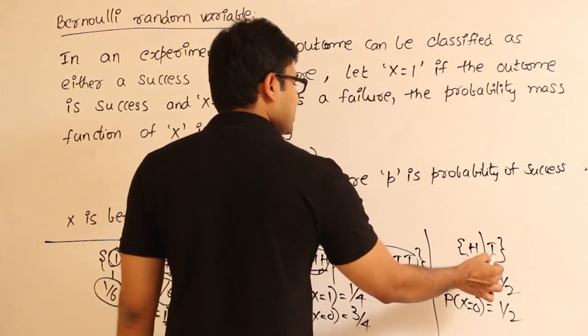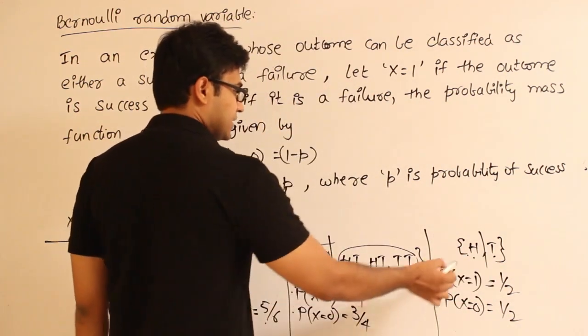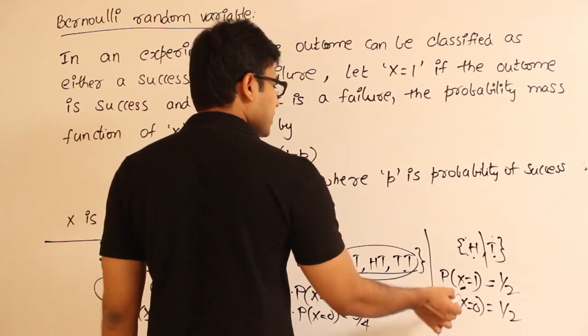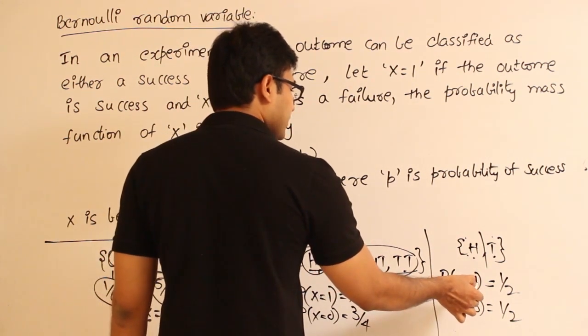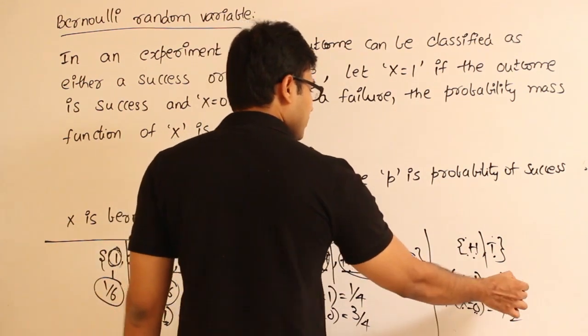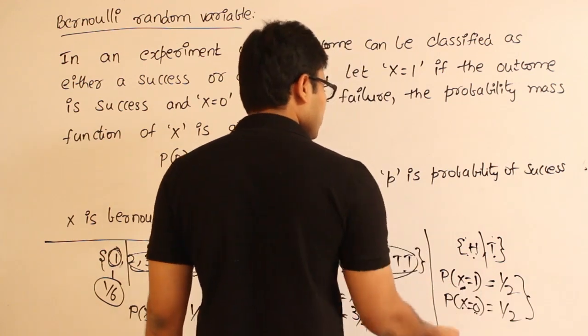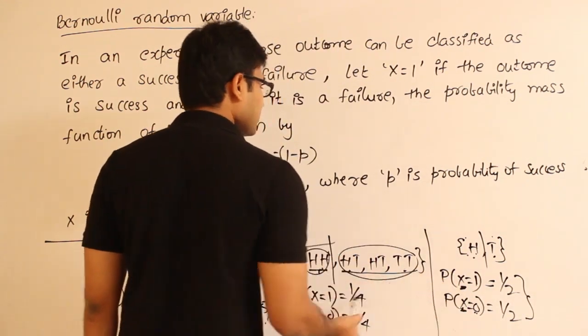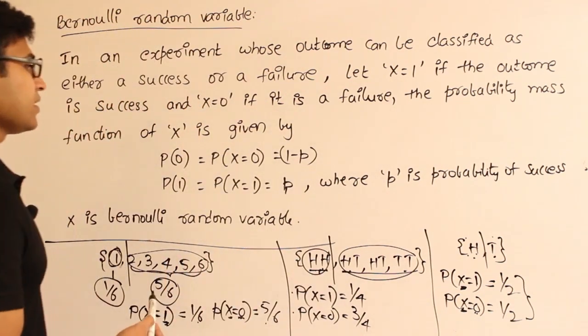Since again you have divided the sample space into two events, success and failure, and you have defined a random variable X in such a way that X takes the value 1 whenever there is a success and X takes the value 0 whenever there is a failure, and you have assigned these probabilities, you can call this random variable X, which is of course a discrete random variable, a Bernoulli random variable.